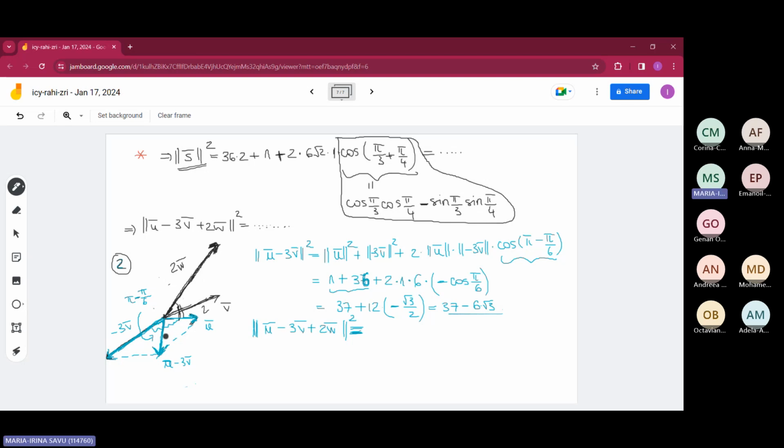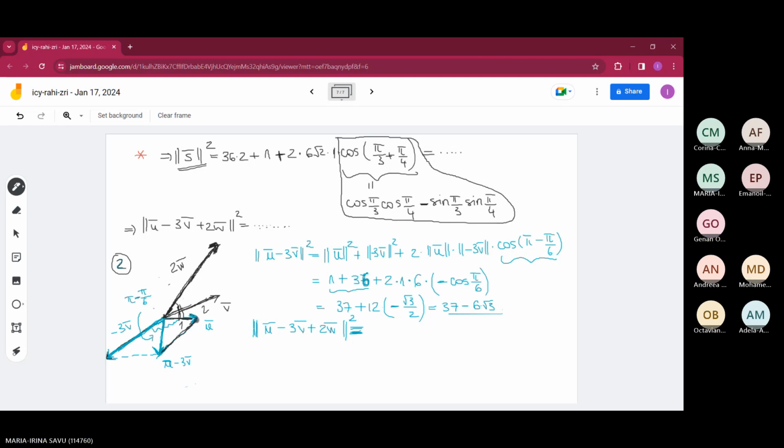Okay, so this is minus 3v. This is w. How do we find this? We can use the cosine theorem. Okay, so you're suggesting that you know this length, which is 1, right? Because this is the length of u. Also, you know the length of this, which is minus 3v.